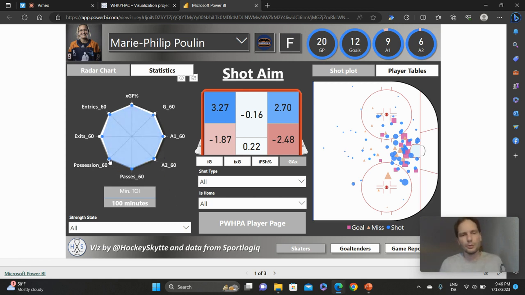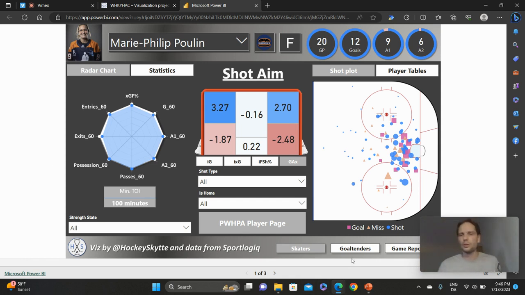Now, you can also look up possession time per 60 minutes. This is how much the specific player is possessing the puck per 60 minutes. You can look up zone exits, zone entries per 60. Okay. And as you can see here, she's actually ranked top 5 in every single category. So it's fair to say that Marie-Philip Poulin is a halfway decent hockey player. Sorry. So that's it, I don't want to talk more about the skater viz.